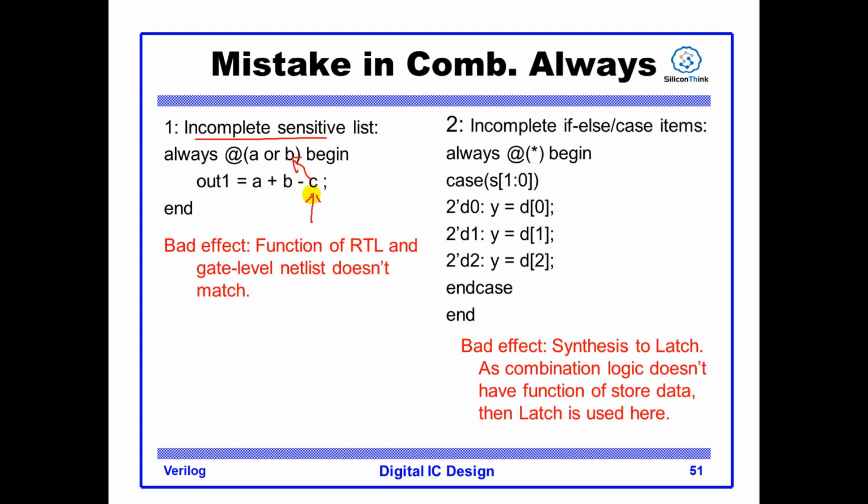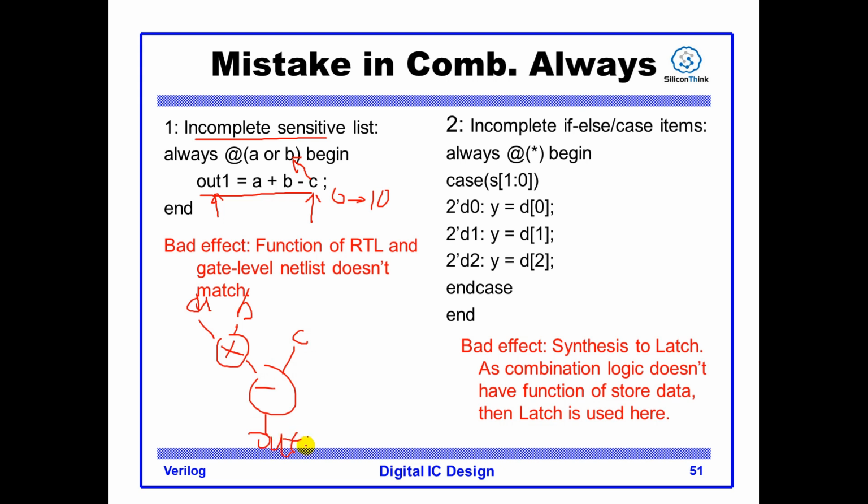That is, the value change. For example, C changing from 0 to 1 will not cause the execution of this code, and the value of out1 will not change, will not update. While after synthesis, C must be an input of the combinational logic.